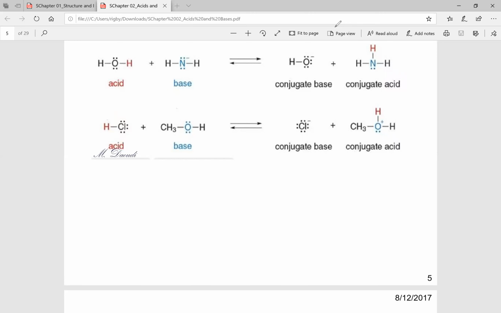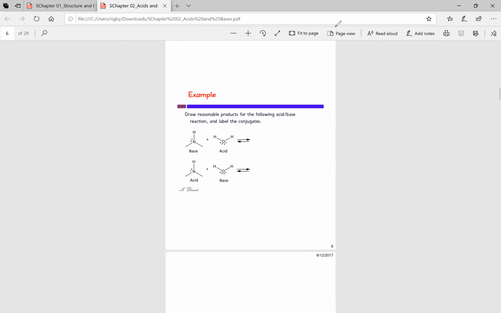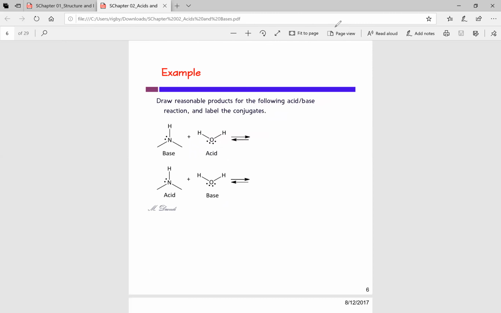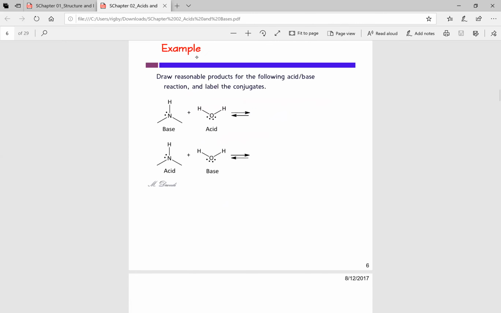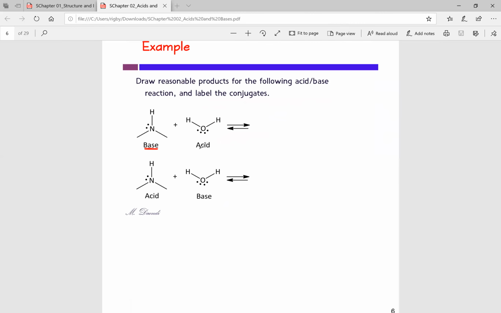All right, so let's continue on a little bit. So here are some examples. Draw reasonable products for the following acid-base reaction. What's important here is that it's telling us what is acting as the base and what is acting as the acid. And this shows us an example where the acid can also be a base and the base can also be an acid. It's just important to note that when given these designations, they're going to act a little bit differently. So remember that the acid is going to lose a proton.